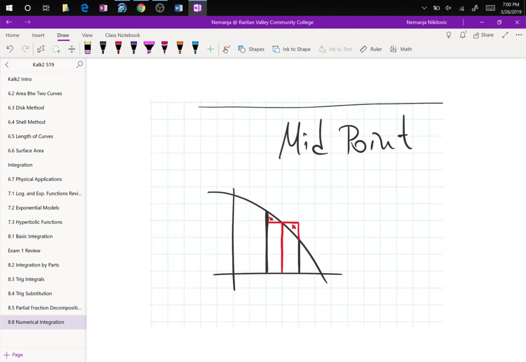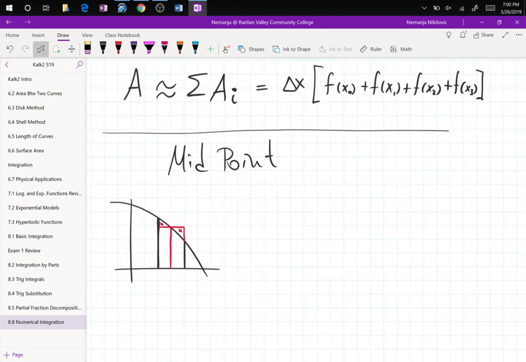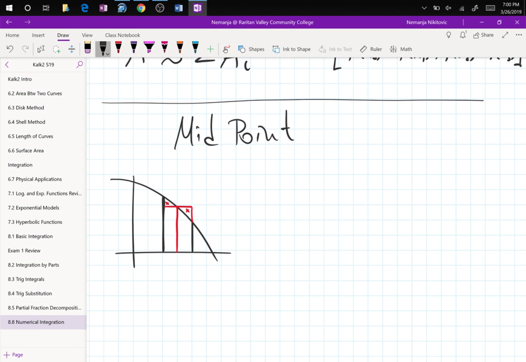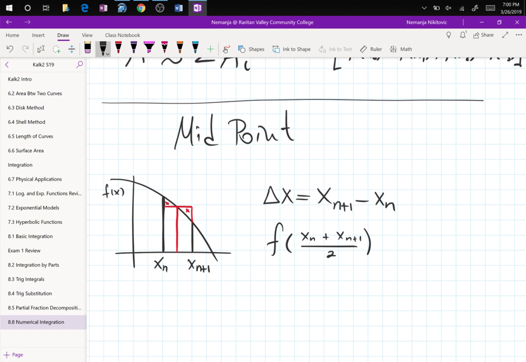So we learned the midpoint rule, and we clearly see why it's called a midpoint, right? Because it's in the middle of the interval. So if this is your xn, and this is your xn plus 1, which is the next point, so let's say 3 and 4, or 5 and 6, right? You will still have your delta x be xn plus 1 minus xn. And now you will be calculating the function at the average of these 2 points, because it's in the middle. And that's xn plus xn plus 1 divided by 2. And that's where the middle comes in.